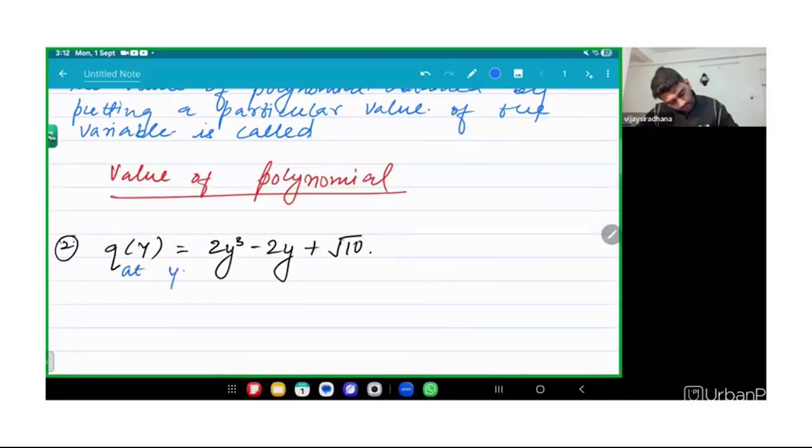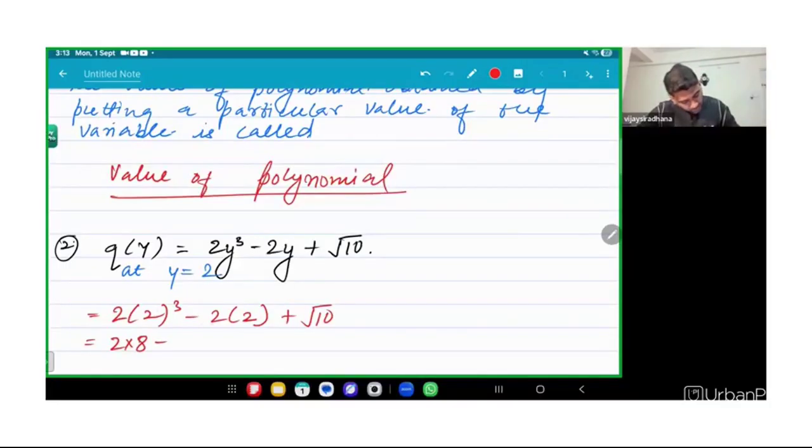So what we need to do is put the value y equals 2 in this polynomial. So this would be 2 into 2 cube minus 2 into 2 plus root 10. So what will be the answer? 2 cube is 8, minus 2 into 2 is 4, plus root 10. So the answer would be 2 into 8 is 16, minus 4 is 12, plus root 10.